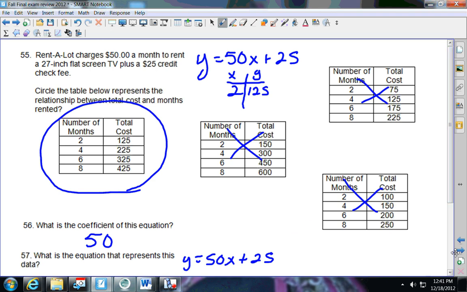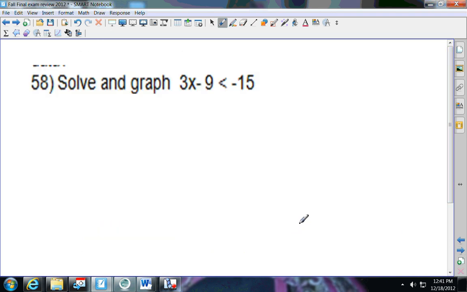The next ones I have, it says solve and graph. Okay. Right here, let's solve it. So treat it like an equation. I'm going to add 9 to each side. I get 3x is less than negative 6. I'm going to divide by 3. I get x is less than negative 2.